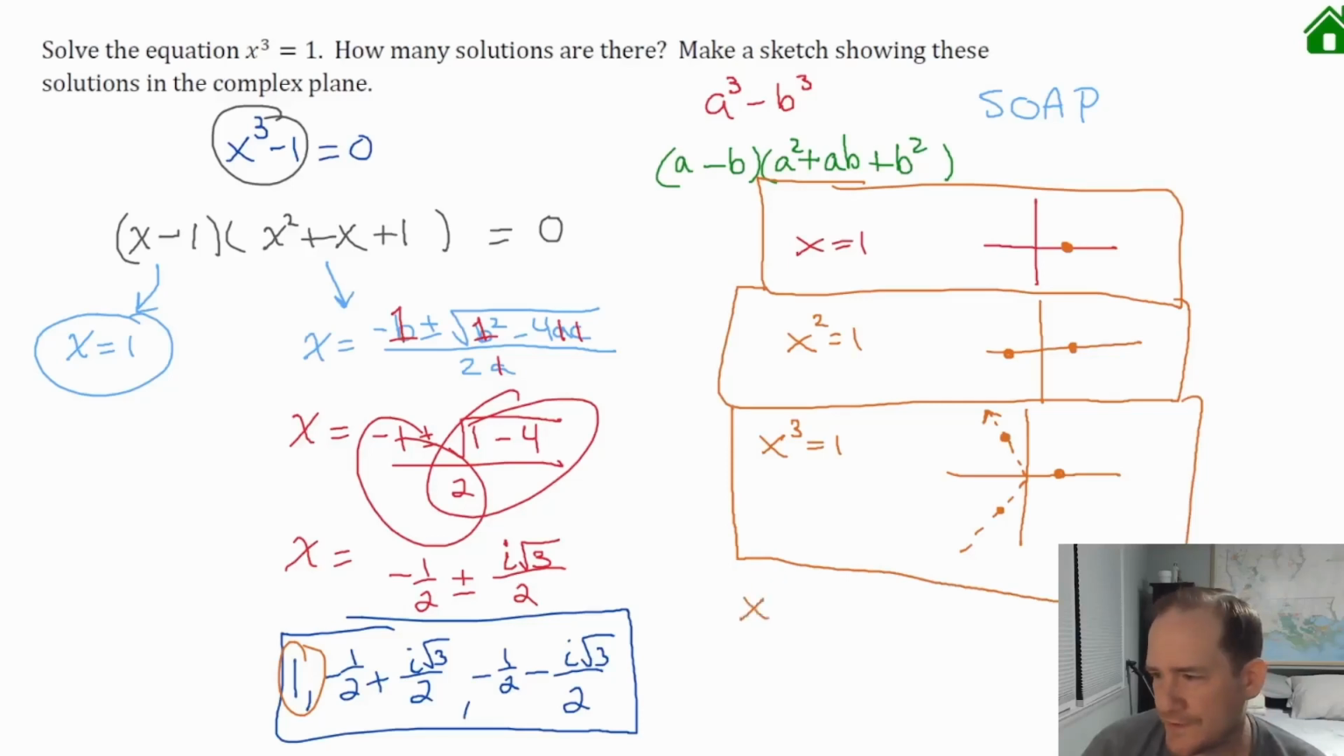And then x to the 4 really drives the point home. We get our 4 solutions. We got 1, the real number, negative 1, the real number. Then we got i, so I'm 1 unit up. And then I got negative i, I'm 1 unit down. So look at that, it's 4 points, chilling symmetrically around the origin.